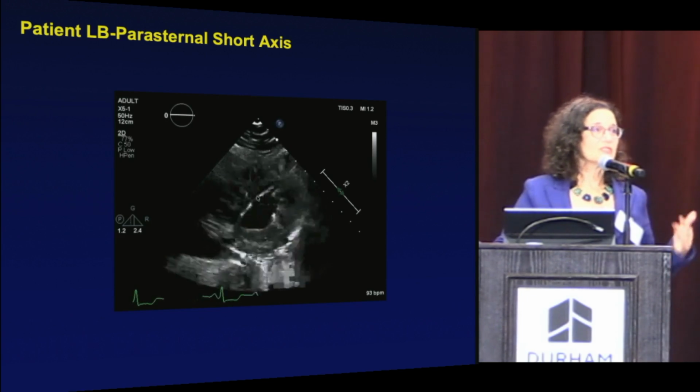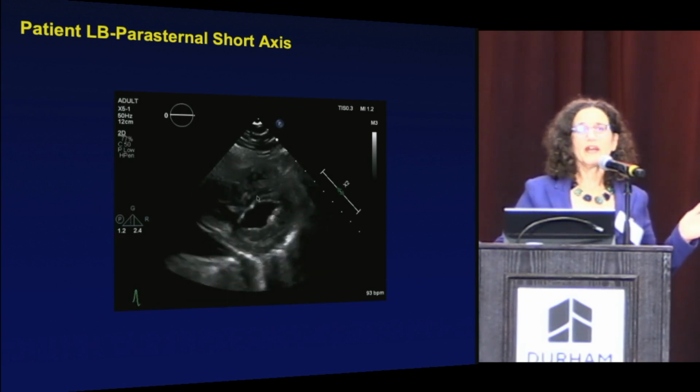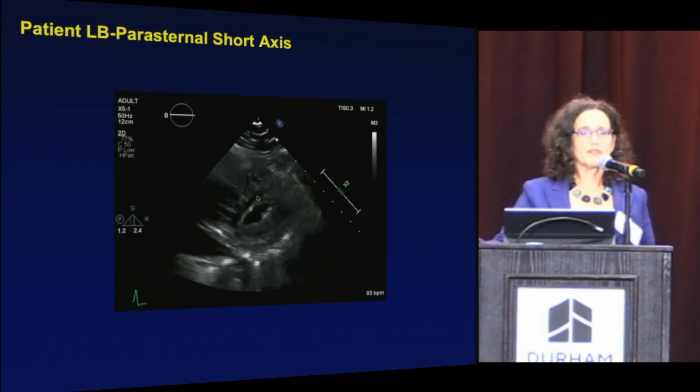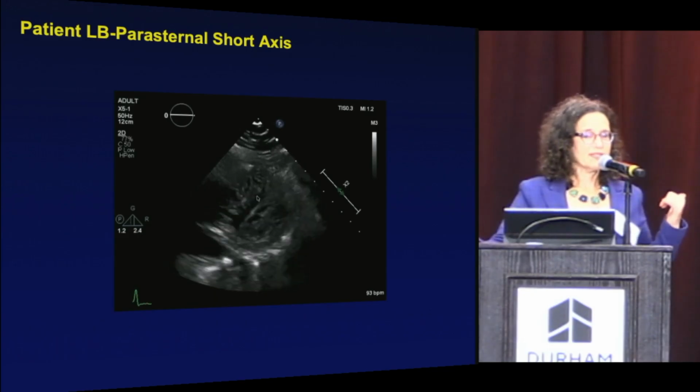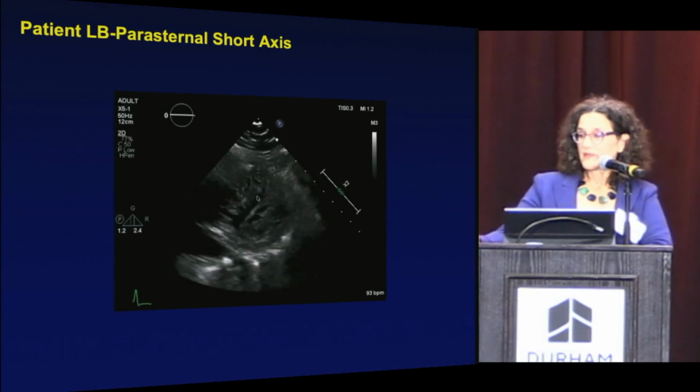If you did her risk score and said, oh, you have a 97% 1 year survival and a 91% 3 year survival, would you be happy with that? So I think that's one of the limitations.